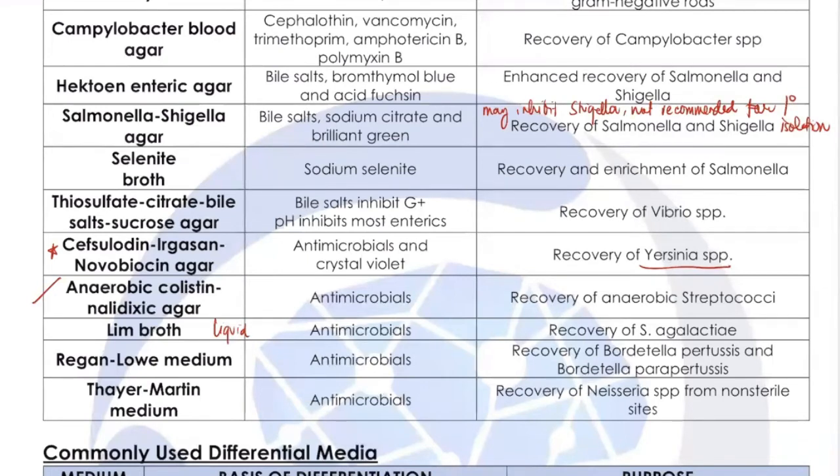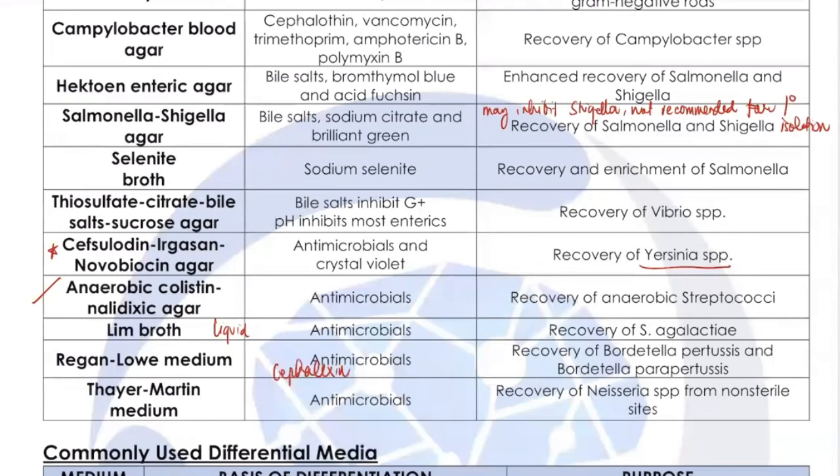Then we have the Regan Low. This is utilized for the recovery of Bordetella pertussis and Bordetella parapertussis. So it contains antimicrobials to prevent the growth of unwanted organisms. A concrete example is cefalexin. If asked which antibiotic is in Regan Low medium, that is cefalexin.